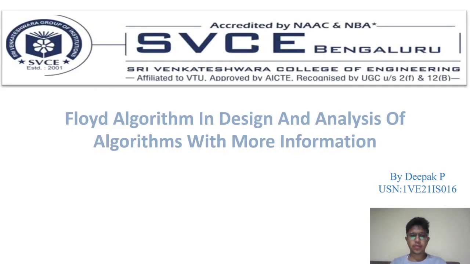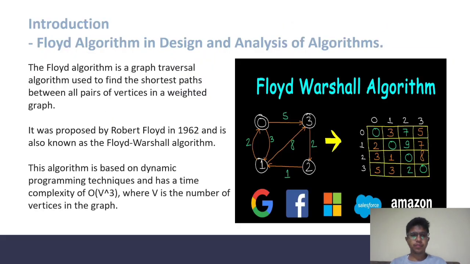Today's topic is Floyd's algorithm in design and analysis of algorithms, with more information. Introduction to Floyd's algorithm in design and analysis of algorithms. Floyd's algorithm is a graph algorithm used to find the shortest path between all pairs of vertices in a weighted graph. It was proposed by Robert Floyd in 1961 and 1962, and it is also known as the Floyd-Warshall algorithm. This algorithm is based on dynamic programming techniques and has a time complexity of V cubed, where V is the number of vertices in the graph.